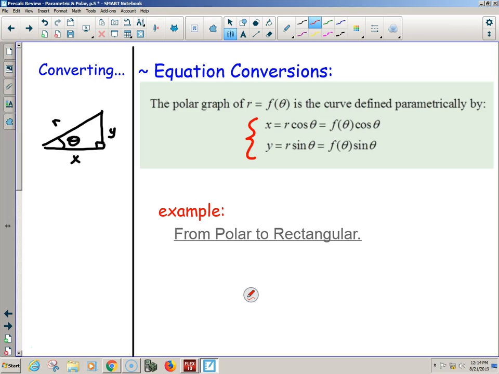Polar to rectangular. What if I was to give you r is equal to, given the equation, using all the relationships of a right triangle that we wrote down earlier, or using what's right up above. How can I get that equation into x's and y's?